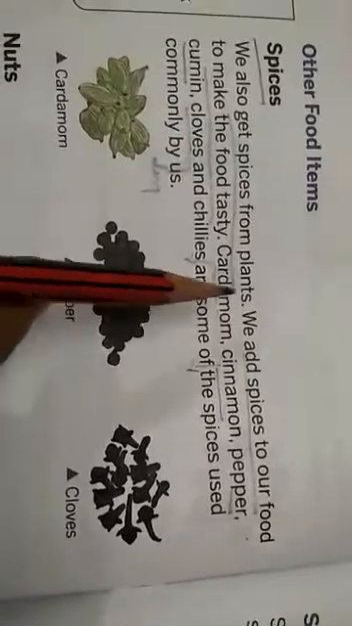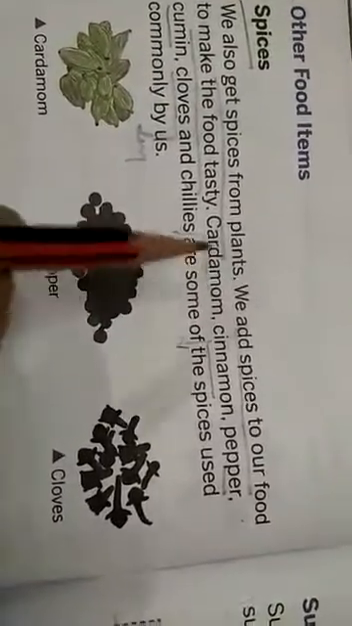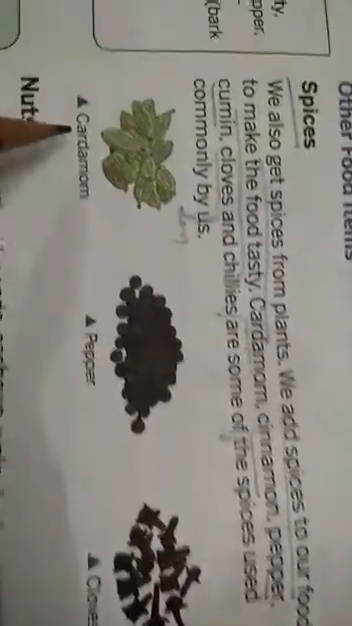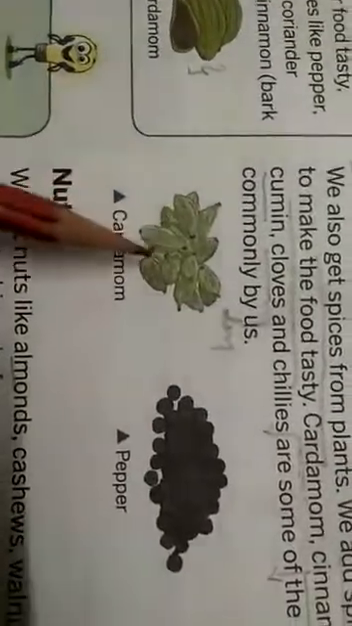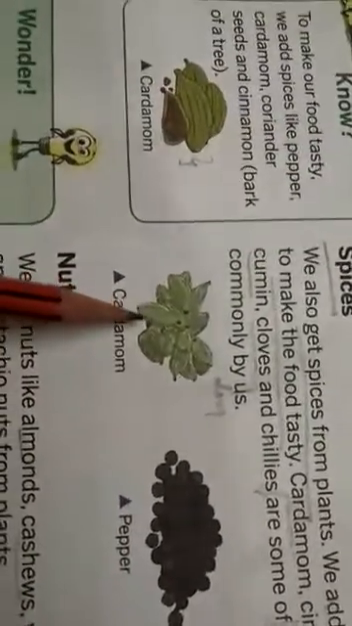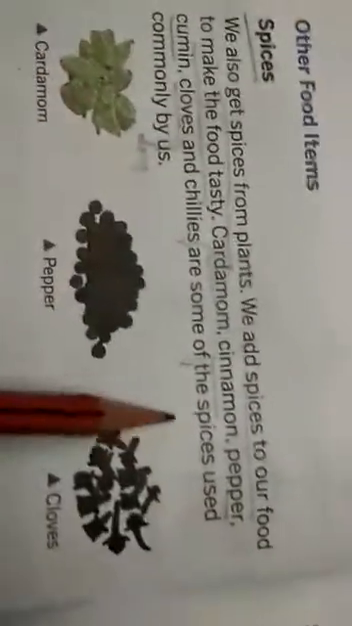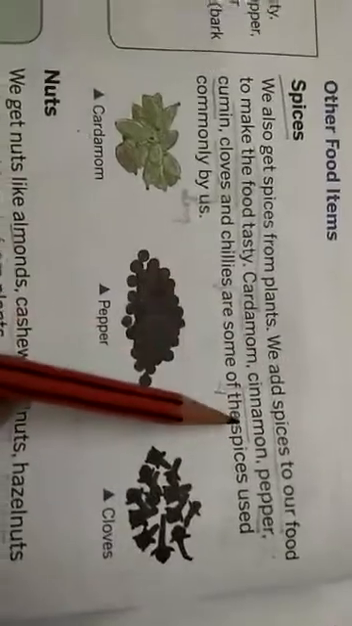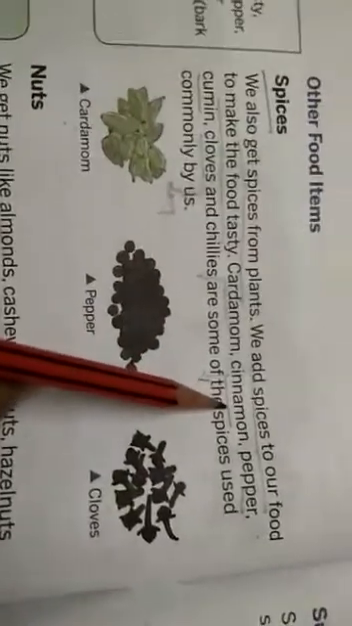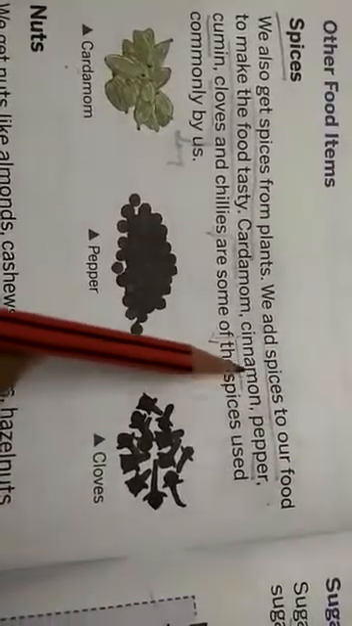Cardamom. Yes, cardamom is what? Green elaichi. Cardamom is this here, green color elaichi which we use when we make any halwa or any sweet dish, then we use the green elaichi. Cinnamon. What is cinnamon? Cinnamon is a kind of stick, sweet stick.